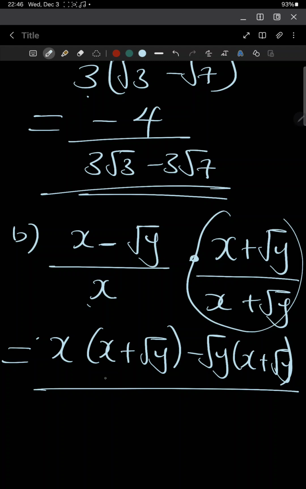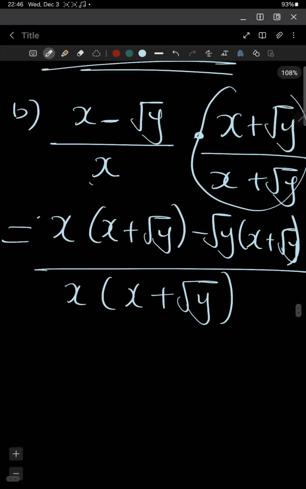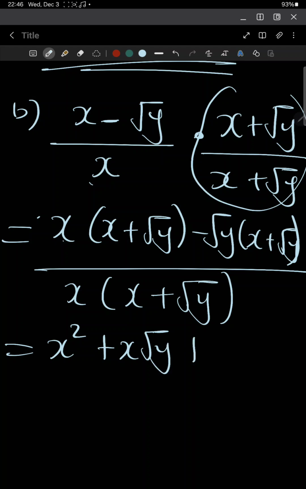Divide by, that one it will be x squared. Let me just show it for some people to understand it properly. So it will be x, open bracket, x plus square root of y. After doing that, it will be x times x, it is x squared plus x square root of y. Here it should be minus, because this times that, it is minus x square root of y.